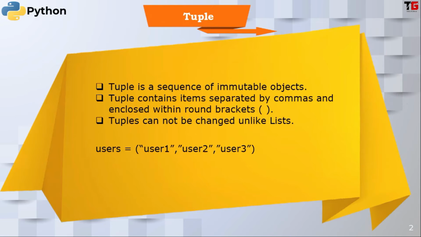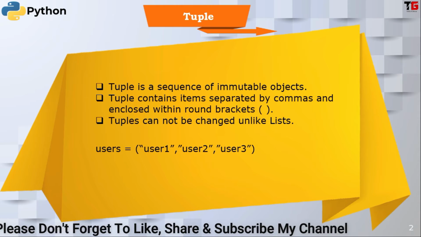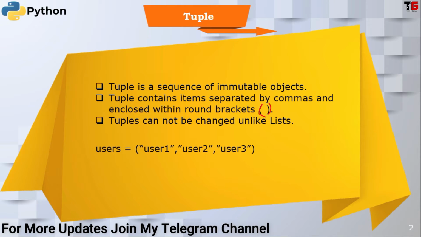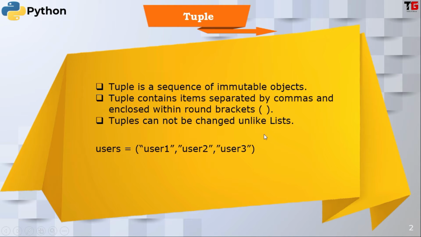Let's start. Tuple is a sequence of immutable objects. It means tuple can store multiple values in it, but these values are not changeable. We cannot change them. So in short, we can say tuple is a read-only data structure. It means we cannot insert, delete and update the items stored in a tuple. Multiple values are stored within round brackets only, and between two values we put a comma. And friends, the last point is the same: tuple cannot be changed unlike list, because in list we can delete, we can update and we can insert new values also, but that is not possible in tuple.